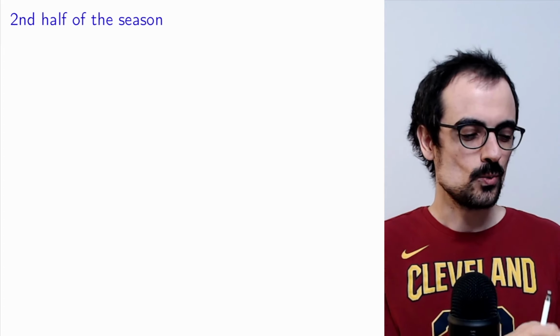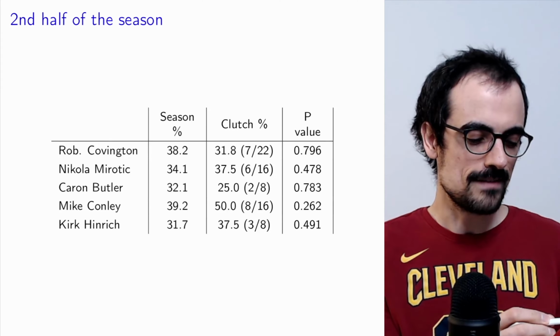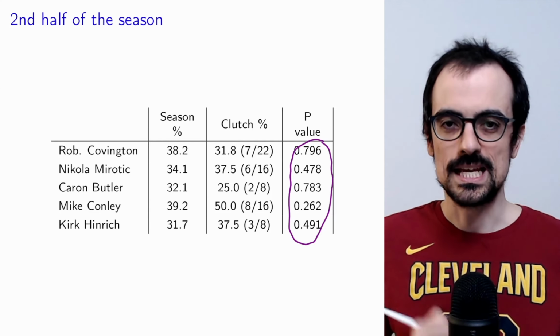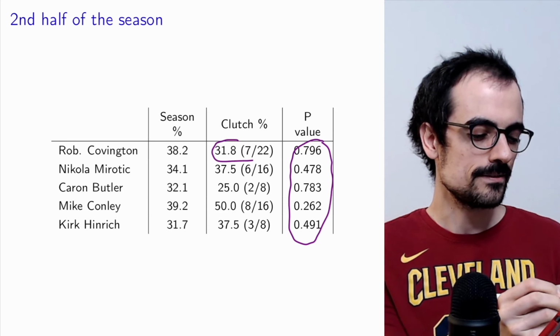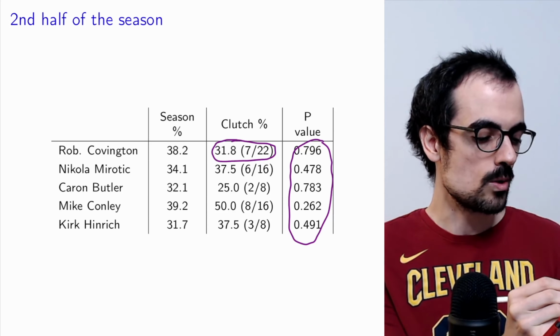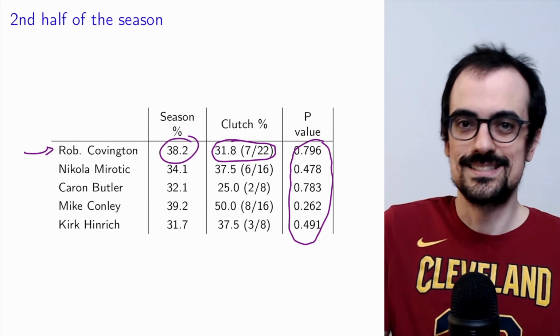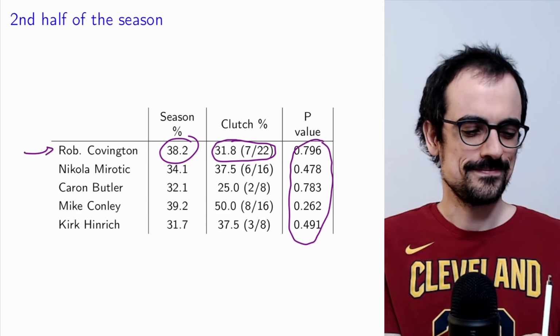So when we look at the second half of the season, what we see is that we don't get the same results. Definitely the p-values are all way above the threshold, but even more worryingly, for a couple of the players, their clutch percentage is actually lower than their season percentage. And this happens in particular for Covington, who was the player for which we were the most convinced. So what is going on? Maybe pause the video and think a little bit about what you think is going on.